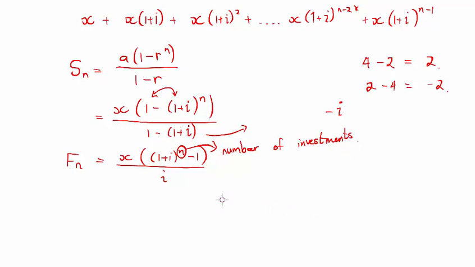Often people say number of months, number of years, and they change this formula to have n times m and all kinds of strange things. This is the number of investments, and i is my interest per investment. Interest per investment. Make sense? Okay, x is my amount invested, my investment amount.